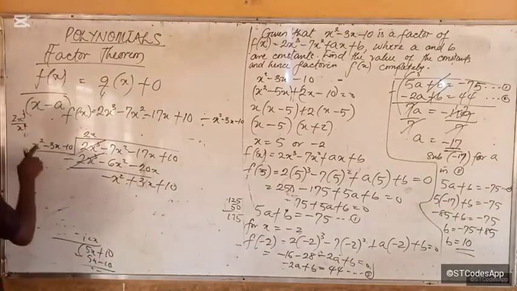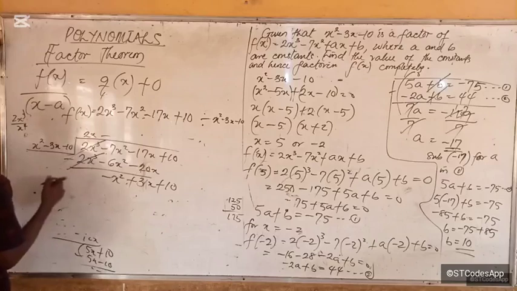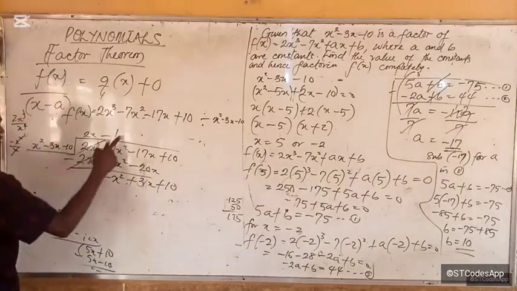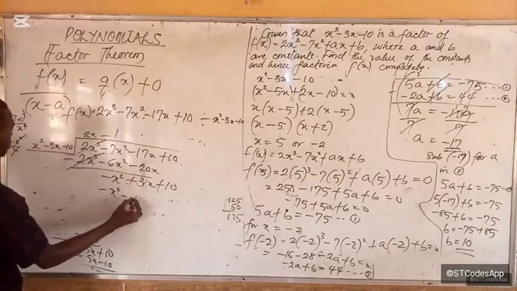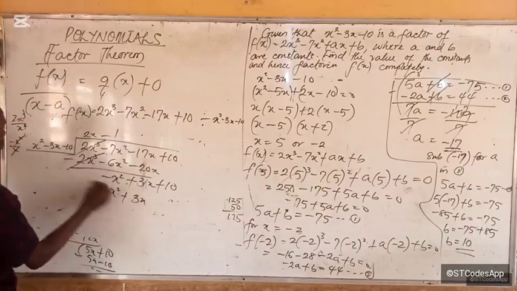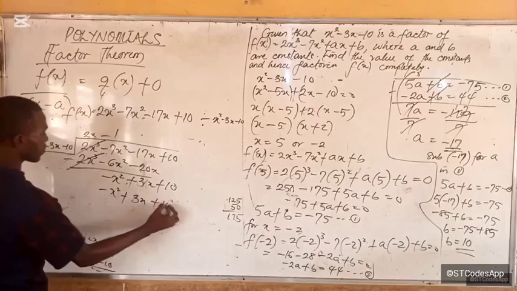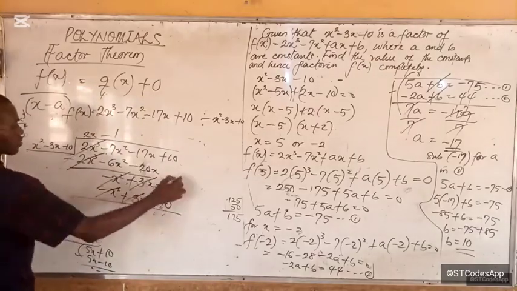And if we further go on to divide, minus x squared over x squared will give us minus 1. Do you understand? Because it's the same. x squared cancels x squared. So you have minus 1 multiplied by this: minus x squared plus 3x, then minus this times minus this will give us plus 10. So by the time you now subtract, all of this will give you 0.